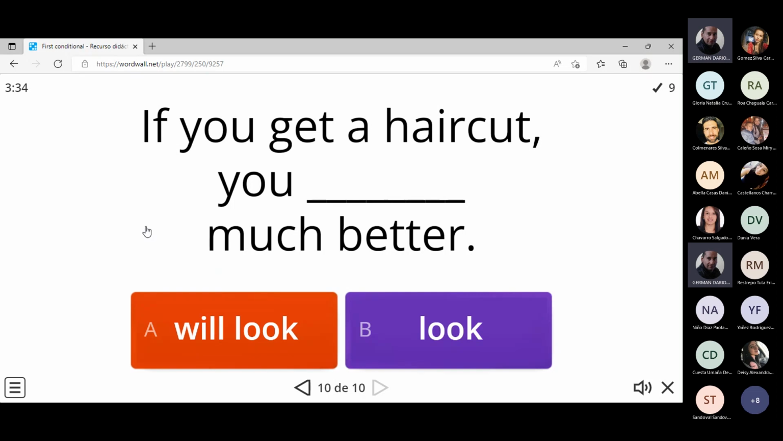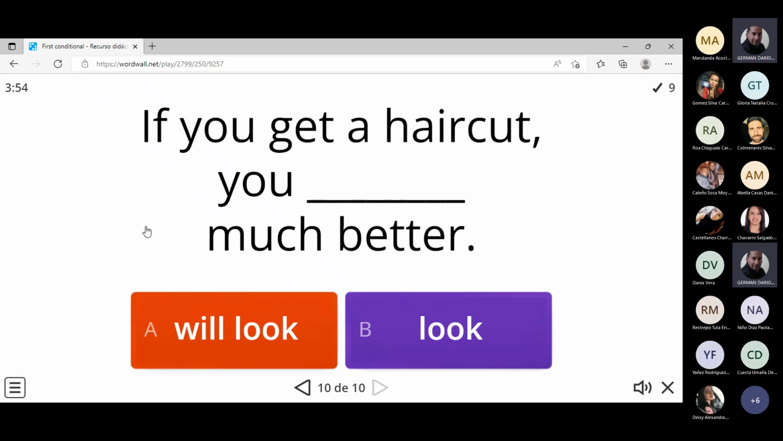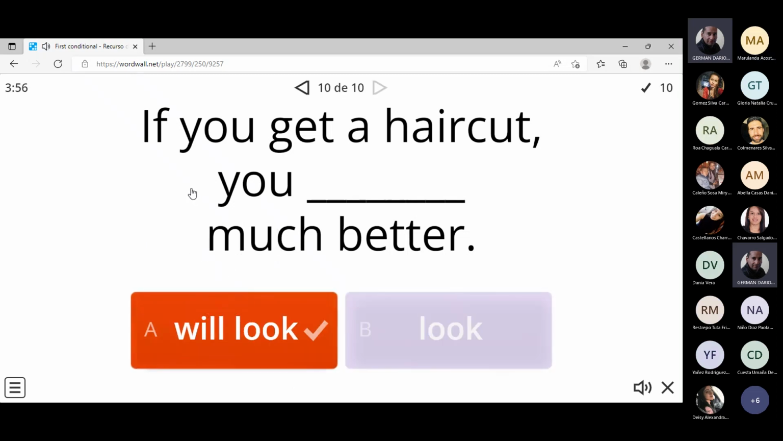Karen Marulanda, number 10. If you get a haircut, what do you say, Karen? Karen Marulanda. If you get a haircut, much better. No, Karen, so Paola, Andrea Niño, Paola. Teacher, yes. We look, yes, very good, excellent, very good.